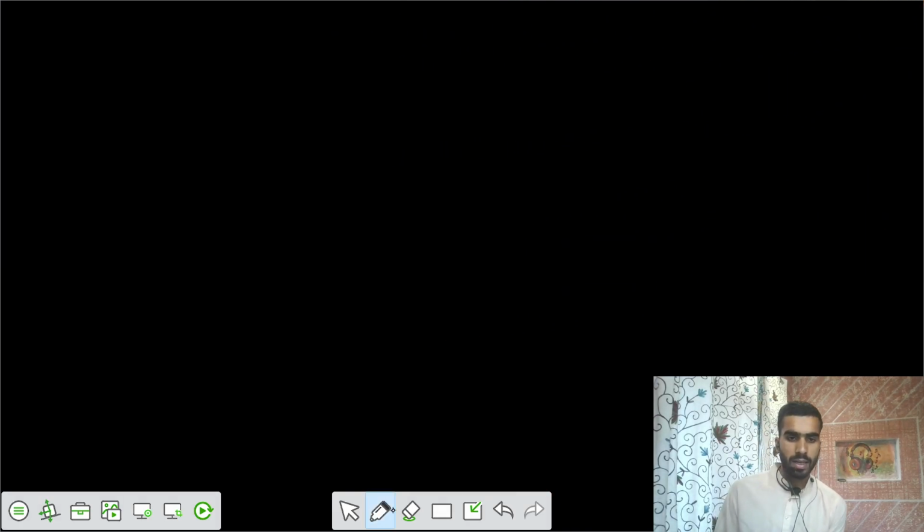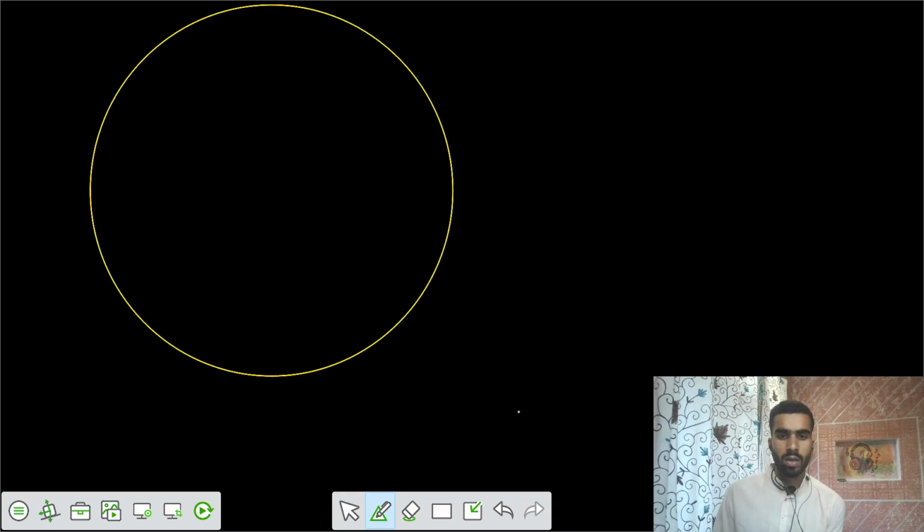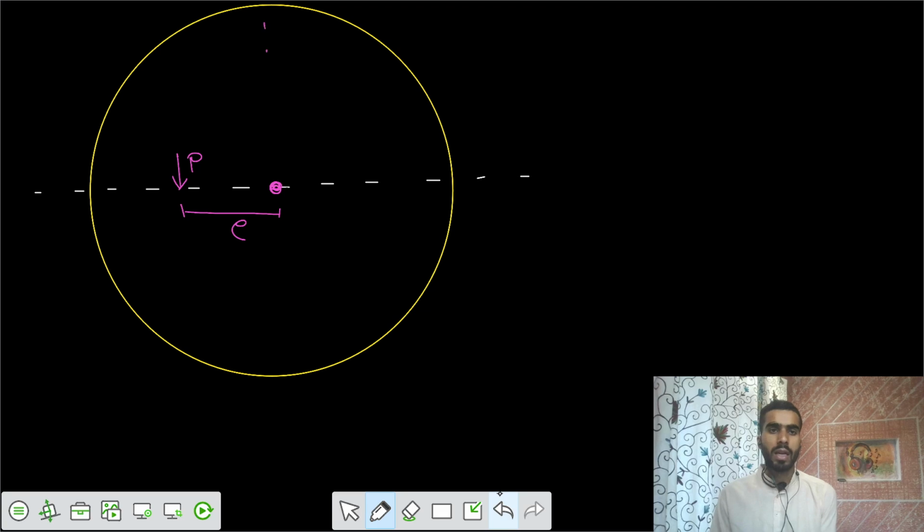So let's have that column. Let's say there's some column, and there's some reference line, and this is some center, and the load P is acting here at some eccentricity E. Let's say this is some line YY and this is some line XX.